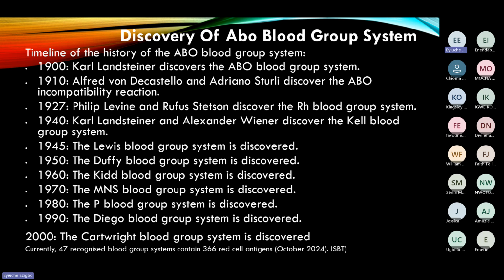Subsequently, following Landsteiner's discovery, other scientists also made important contributions to our understanding of the ABO blood group system. For example, in 1910, Alfred von Decastello and Adriano Sturli discovered the ABO incompatibility reactions. They found that if blood from a person with one blood group is transferred into a person with a different blood group, the antibodies in the recipient's plasma will bind to the antigens on the donor's red blood cells and cause them to clump together. This clumping of red blood cells can block blood vessels and lead to serious health problems, including death.